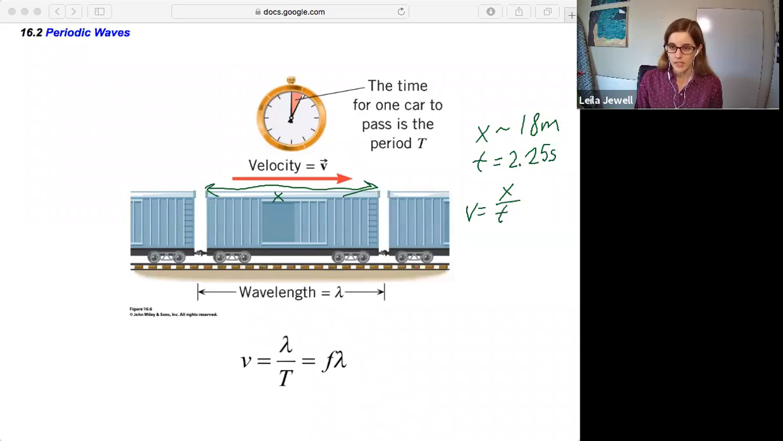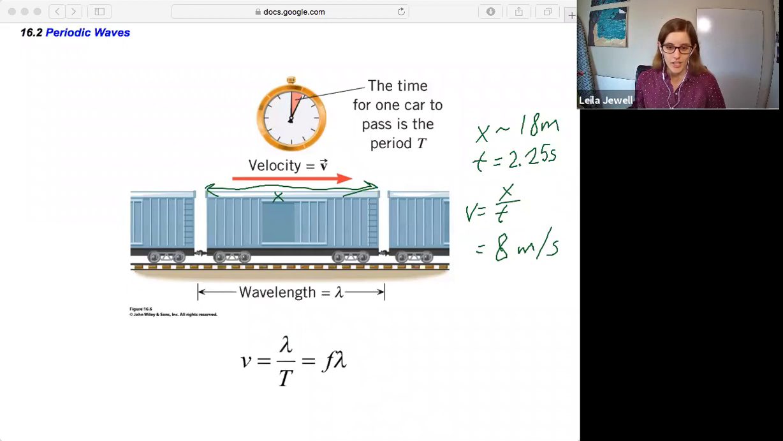And so we could plug in our 18 meters divided by our 2.25 seconds, and we'd find that that comes out to about 8 meters per second, which is about 18 miles per hour, which is pretty reasonable for the speed of a freight train. They don't tend to be super fast, but they just keep going.